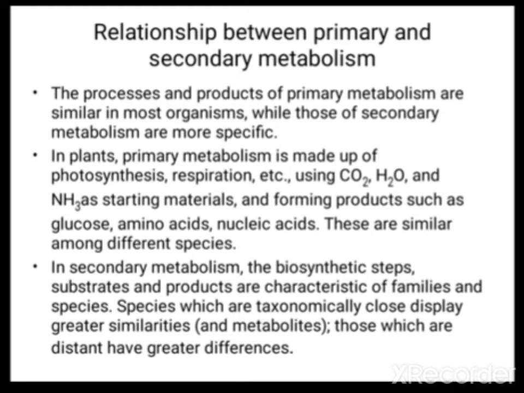What is the relationship between primary and secondary metabolism? The processes and products of primary metabolism are similar in most organisms, while those of secondary metabolism are more specific. In plants, primary metabolism is made up of photosynthesis and respiration, using carbon dioxide, water, and ammonia as starting materials and forming products such as glucose, amino acids, and nucleic acids. These are similar among different species.